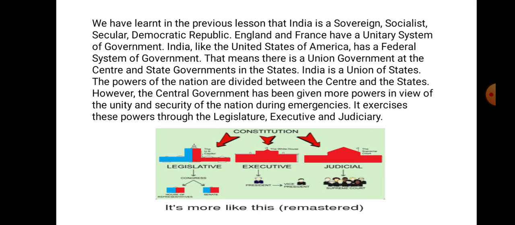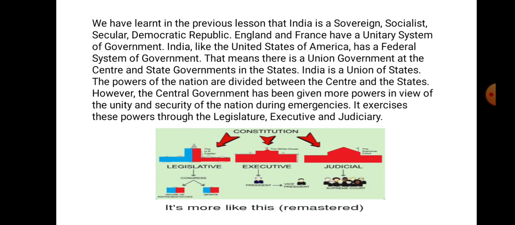In England and France, we have a unitary system of government, whereas in India, like that of United States of America, we have federal system of government. What is the meaning of federal system of government? That is, there is a division of power between union government or central government and the state governments in the states.